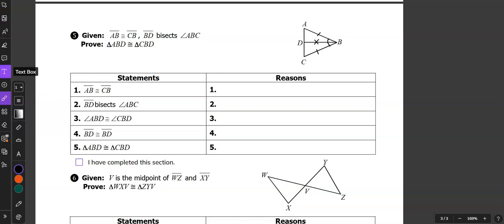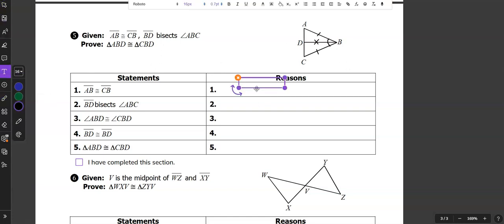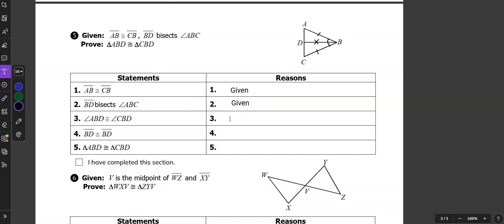So let's go ahead and fill in the reasons. First off, it asks us, why is segment AB congruent to segment CB? Well, that is because that information was given. BD bisects angle ABC. That was also given information. We are told these two angles are congruent.